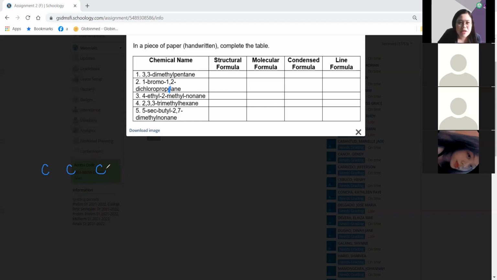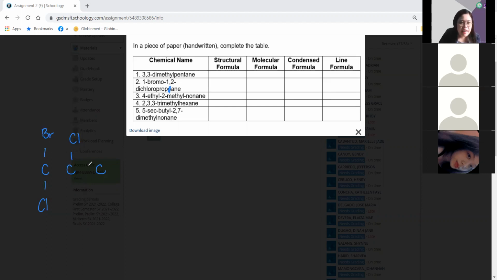And what are our substituents? We have 1-bromo, so at carbon number 1, we have a bromine there. And then 1,2-dichloro, so we have 2 chlorines: the one is found at carbon number 1, and the other one is at carbon number 2. By the way, it doesn't matter if you write the bromine sa baba and the chlorine on top, and this another chlorine nasa baba. It doesn't matter kung saan niyo siya nilagay, sa baba ba or sa taas, as long as it is connected to the correct carbon in the parent chain.